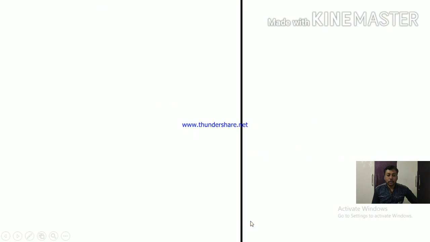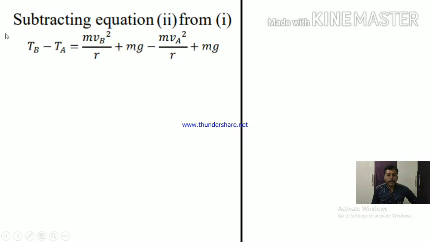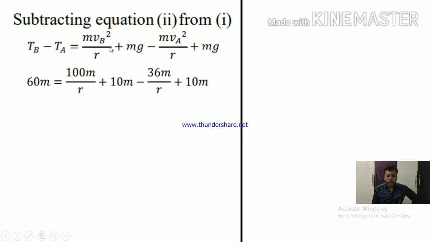Subtract equation 1 from equation 2, we get TB minus TA is equal to mvb square upon r plus mg minus mva square upon r plus mg. Now put the value of TB minus TA, 60 m, that is the difference in tension: 60 m is equal to 100 m upon r plus 10 m minus 36 m upon r plus 10 m. Here m is the mass of the particle which is unknown. So take m common and cancel it. We get 60 is equal to 64 upon r plus 20.